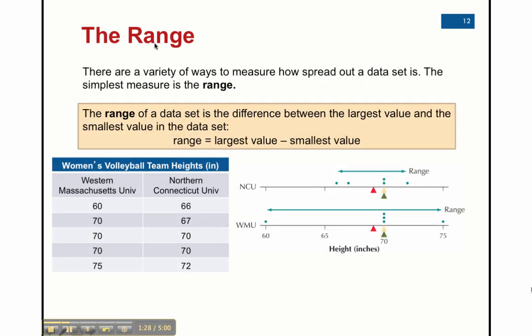So we start off with calculating the range. The range is pretty simple. It's a simple subtraction. You always take the largest value and you subtract the smallest value. So you can see the range for the Western Massachusetts team is 15, while the range for the Northern Connecticut team is only 6. So that's showing that one of these data sets is much more spread out than the other. 15 is much more spread out than 6.